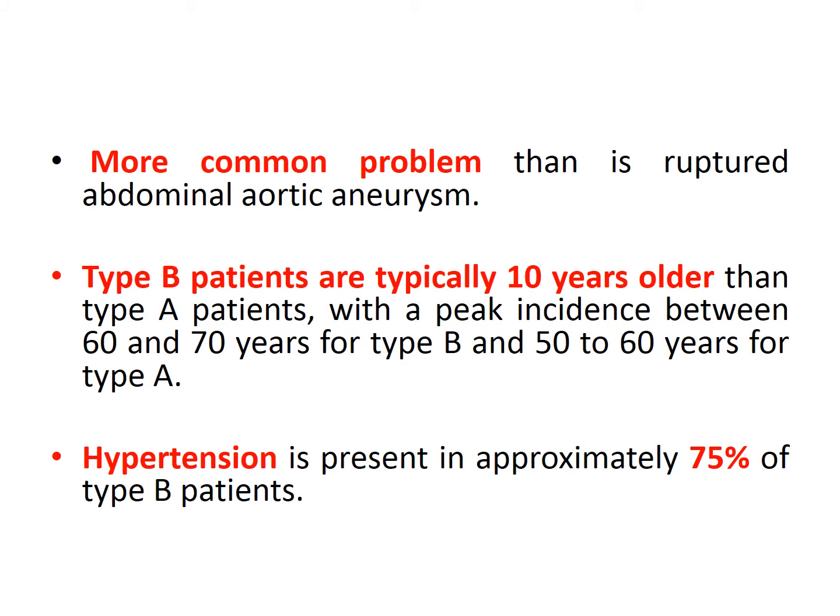Aortic dissection is a more common problem than ruptured abdominal aortic aneurysm, and type B patients are typically 10 years older than type A patients, with a peak incidence between 60 and 70 years for type B patients and 50 to 60 years for type A patients. Hypertension is present in approximately 75% of type B patients, and is considered an important risk factor to search for.